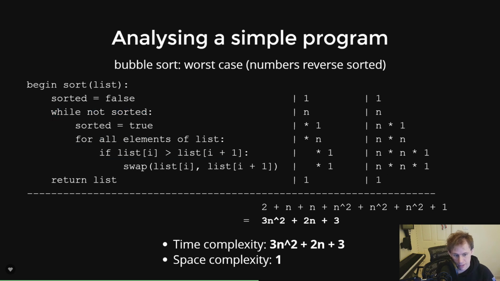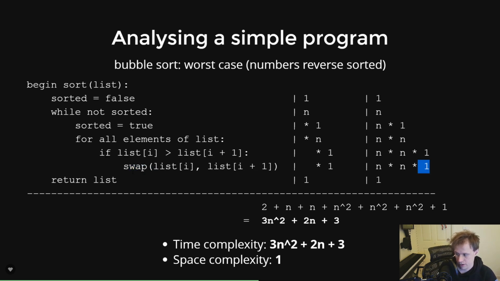So we have to do n goes through the while loop, and then n goes through the for loop, and then the actual line itself here is just one operation. And then this line here is the same thing. It's just one operation, n times one.